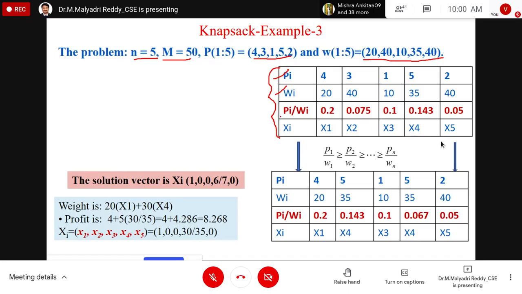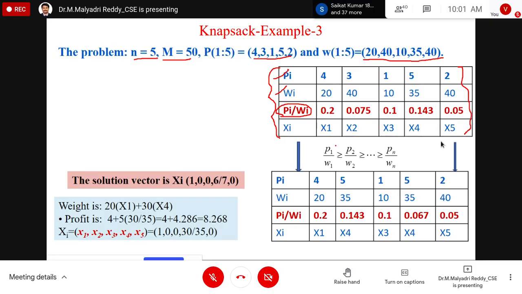Our intention is to calculate the unit cost for each item. So that is PI by WI. Yes, I calculated. 4 by 20 is nothing but 0.2. 1 by 5 is 0.2. 3 by 40 is nothing but 0.075. 1 by 10 is 0.1. 5 by 35 is 0.143 and 2 by 40 is 0.05. Okay, these are the resources available. Then what is the next step?